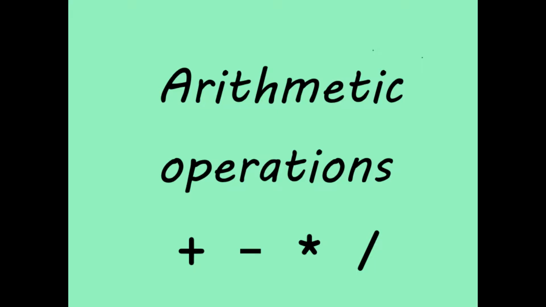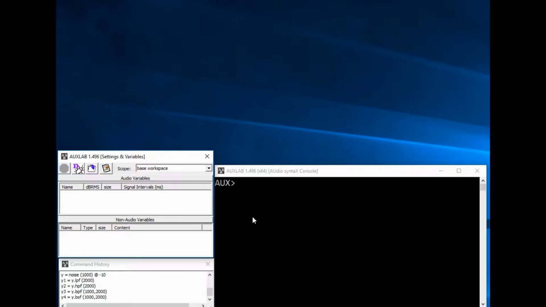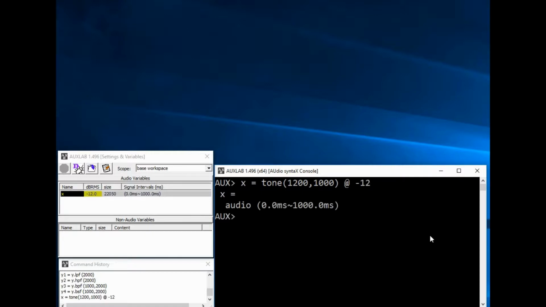You can apply arithmetic operations to signals, such as add, subtract, multiply, and divide. I'm showing you an example of addition. X is a tone of 1200 for a duration of 1 second, with an RMS of -12 dB. Y is noise for the same duration. Let's make it bandpass noise between 200 and 400 Hz and -20 dB for the RMS.